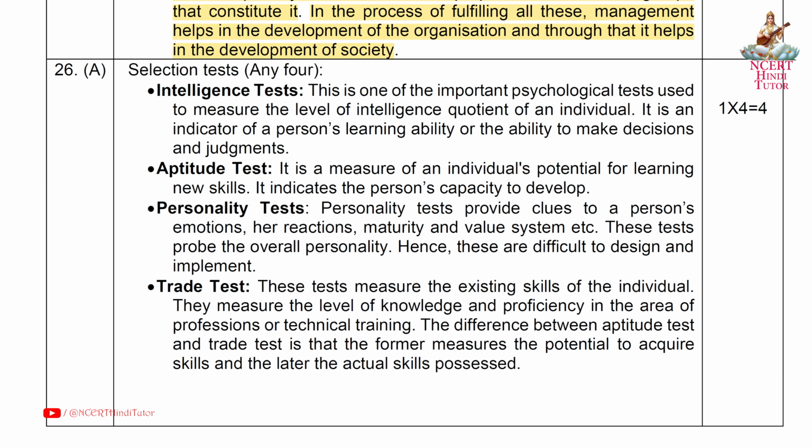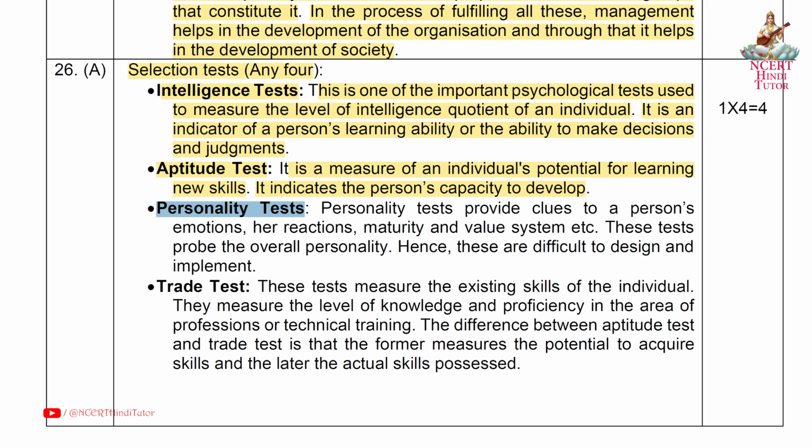Answer: selection tests. You can write any four. First, intelligence test. This is one of the important psychological tests used to measure the level of intelligence quotient of an individual. It is an indicator of a person's learning ability or the ability to make decisions and judgments. Next, aptitude test. It is a measure of an individual's potential for learning new skills. It indicates the person's capacity to develop.